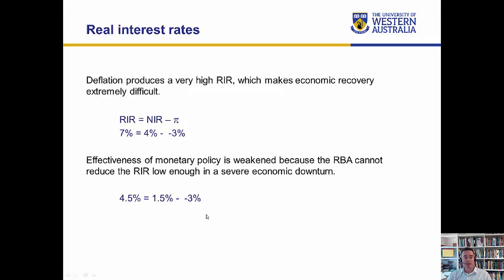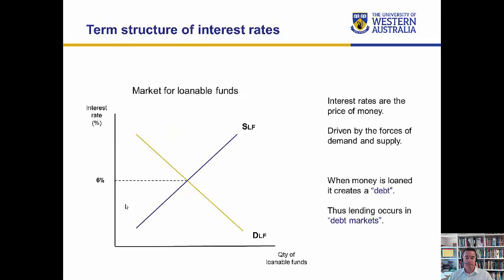It would be much better if we went into an economic downturn and had not minus 3% inflation, but plus 2%. If we had plus 2%, then this formula tells us that the real interest rate at the bottom here would be minus 0.5%. Now at minus 0.5%, there is more chance that consumers and companies will actually borrow money and spend it. But with a very high real interest rate, it's going to make it very difficult for monetary policy to actually stimulate enough consumption and investment spending to get the economy out of the downturn.